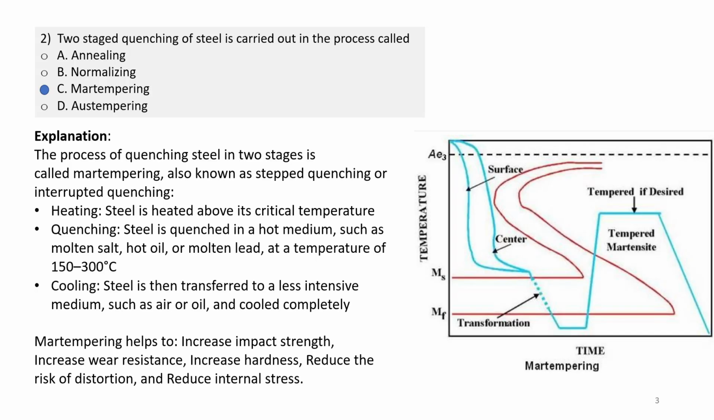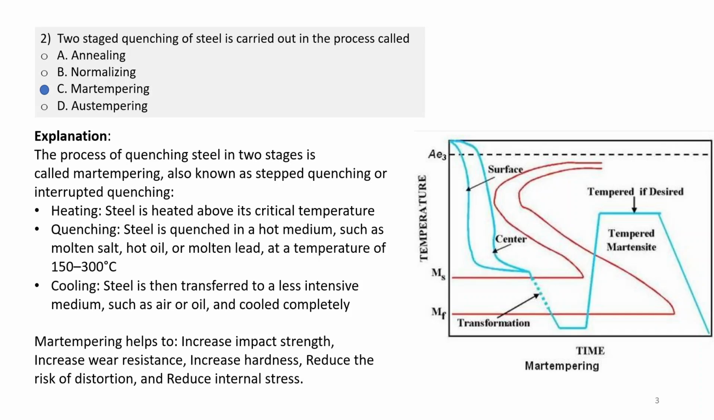Two-stage quenching of steel is carried out in the process called, your options are annealing, normalizing, martempering and austempering. The process of quenching steel in two stages is called martempering, and it is also known as stepped quenching or interrupted quenching.